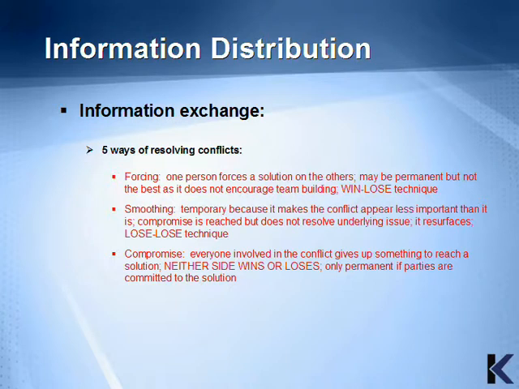The 5 ways of resolving conflicts include forcing, where one person forces a solution on the others, which may be permanent, but it's not the best as it does not encourage team building. This is a win-lose technique. Smoothing is a temporary solution because it makes the conflict appear less important than it is. Compromise is reached, but it does not resolve the underlying issue. It resurfaces later. This is a lose-lose technique.